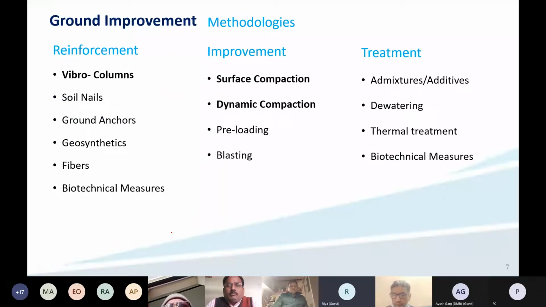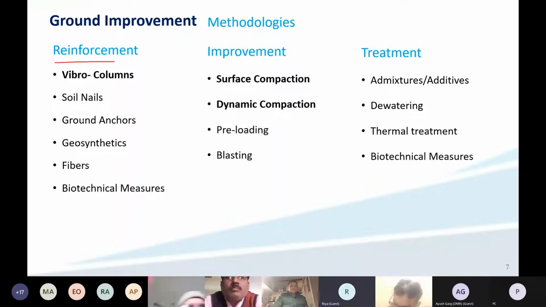Now let's look into the exact ground improvement methodologies. So further, like we just classified these methodologies, now let's look into how exactly this can be used. So here again, we can have three categories of these ground improvement methodologies. For example, first is reinforcement. So reinforcement, basically what you are doing, you are reinforcing your weak or problematic material.